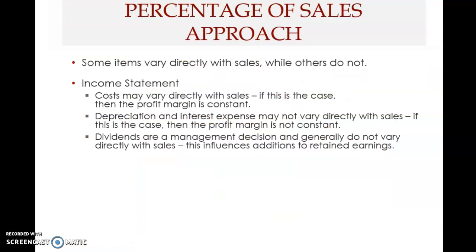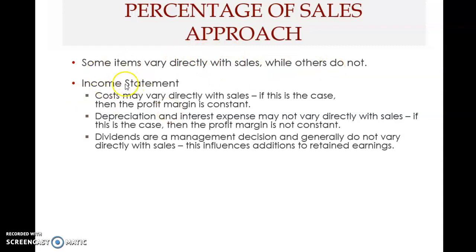Alright, now we look at a method that we use. As I mentioned, we have used this before in gourmet coffee, but we'll use it more elaborately in the coming example. This is called the percentage of sales approach, where these items are assumed to vary, meaning change directly with sales. Most items do, and that is why we use percentage of sales. In a more elaborate example, we can assume that some items don't change.